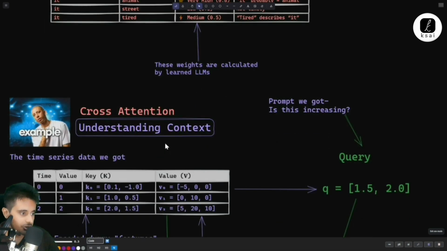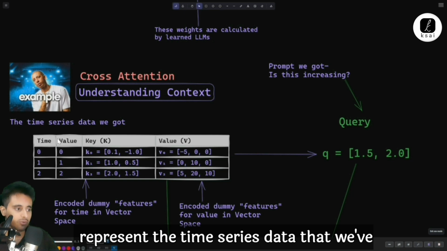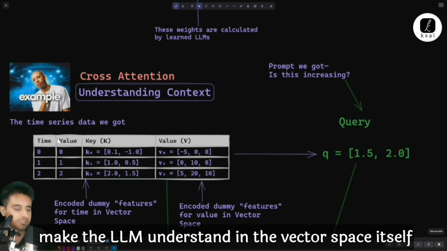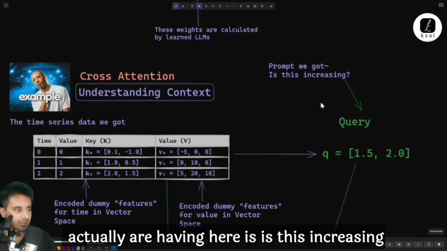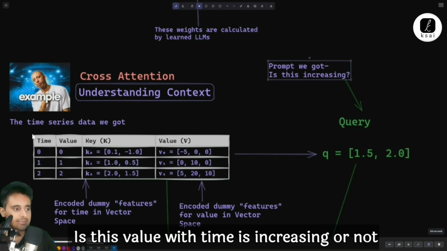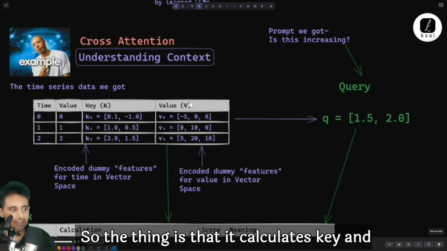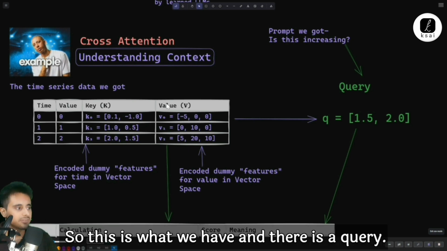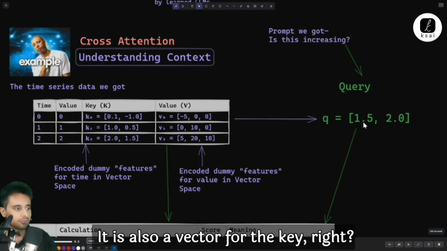But in the case of cross attention, what you can see is that we basically represent the time series data that we've got in a different format so that we can make the LLM understand it in the vector space itself. So you have time and you have value. The prompt that we have here is: is this value increasing with time or not? That is the prompt. The thing is that it calculates key and value. Key is basically the feature representation by the LLM for time, and value is for the value itself, right? So this is what we have, and there is a query. This increasing is going to be translated into a query. It is also a vector, like the key, right?